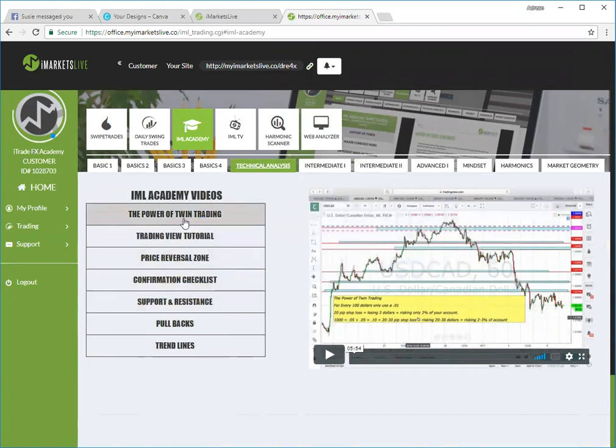All right. Now, the power of twin trading. For me, this is just me. This is my opinion. Okay. It may not be the opinion of everybody else, but for my opinion, I'm not really a fan of twin trading. I don't really focus on that.